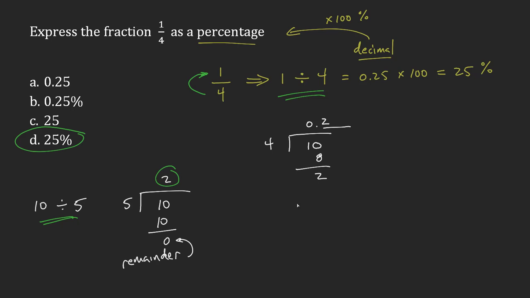What about 4 into 2? It doesn't go into 2, but remember, I can add a 0 on. 4 does go into 20, and it goes in 5 times. What is 5 times 4? It's 20. This gives me a remainder of 0. That means I'm done, and my answer is 0.25. Then if I want a percentage, like they've asked me for, I multiply this by 100, and this gives me 25%. And so, of course, the answer is D.